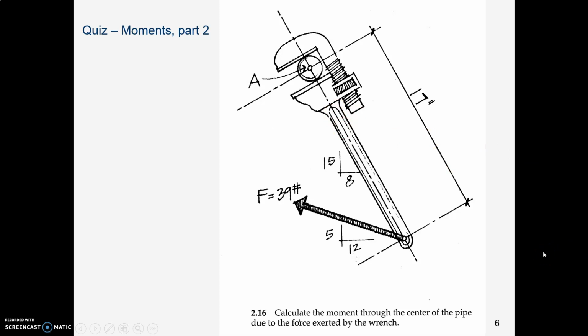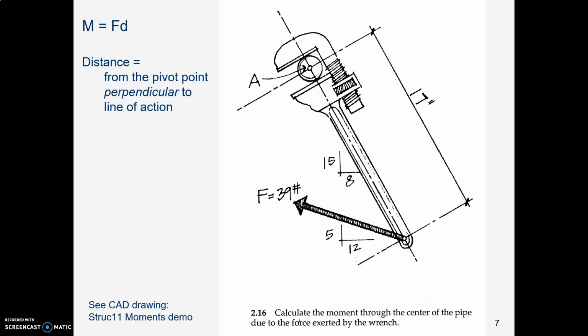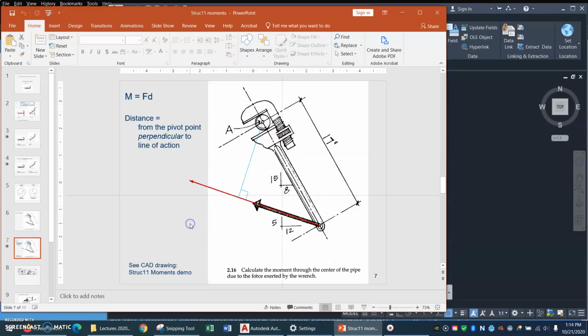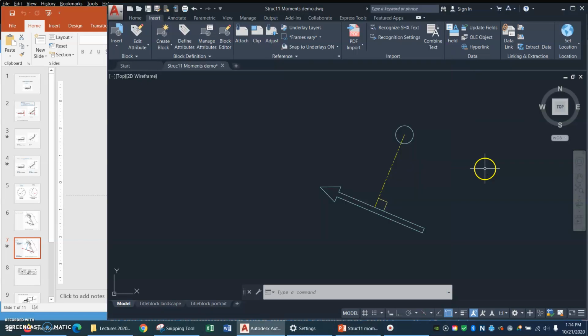Well, what the heck? We have all these angle things. The secret is the distance is from the pivot point perpendicular to the line of action. So here's the pivot point, the middle of the pipe. Here's the line of action, that arrow. Here's the distance from the pivot point perpendicular to the line of action. If I were you trying to solve this pipe problem, I would draw this in CAD. You have enough information to do that. That's what I would do.